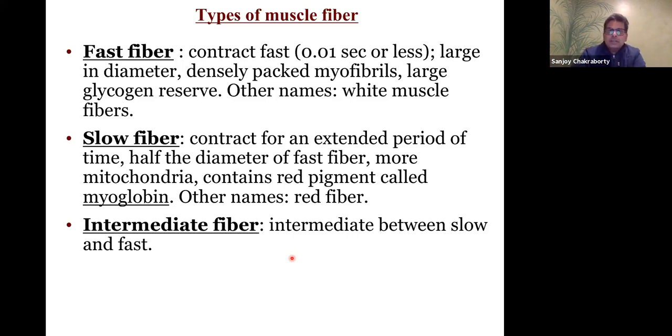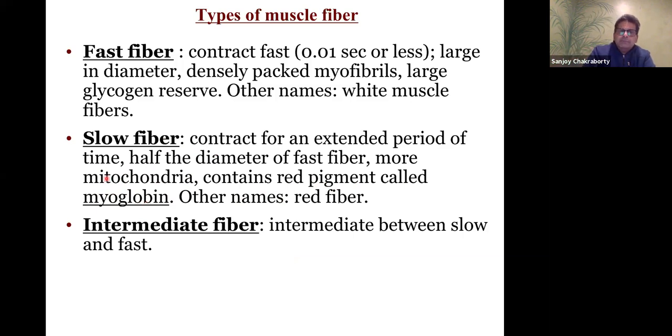Look at the characteristics now. The slow fiber has tons of mitochondria because they generate a lot of ATP for a longer period of time. They contain a red pigment called myoglobin. Do not confuse it with the word hemoglobin. This is myoglobin. Myoglobin is a red pigment which can temporarily store or reserve oxygen.